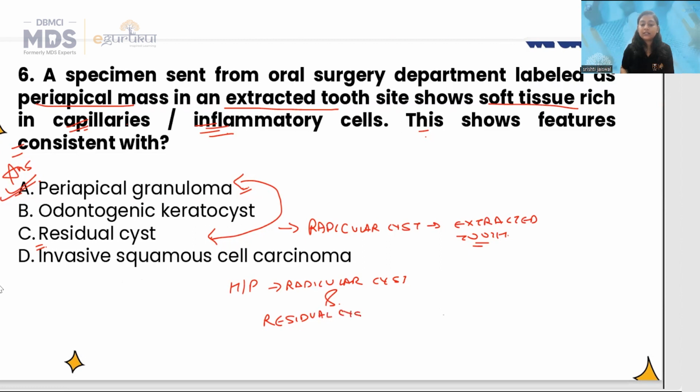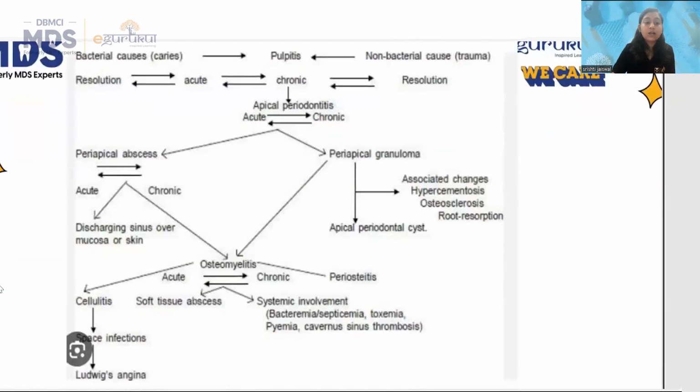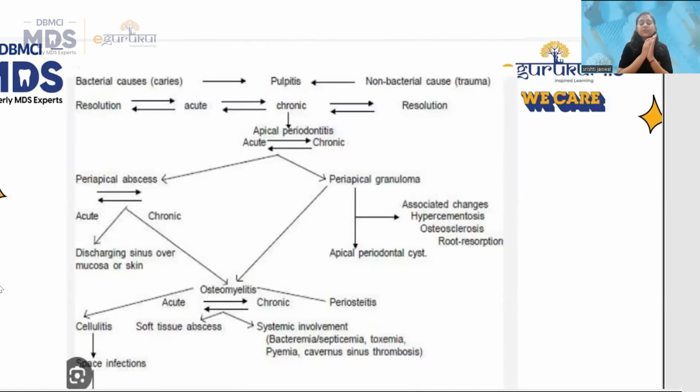Residual cyst, it is very much similar. So here the answer is periapical granuloma. Now this chart is very, very important. Okay, let's just have a look.